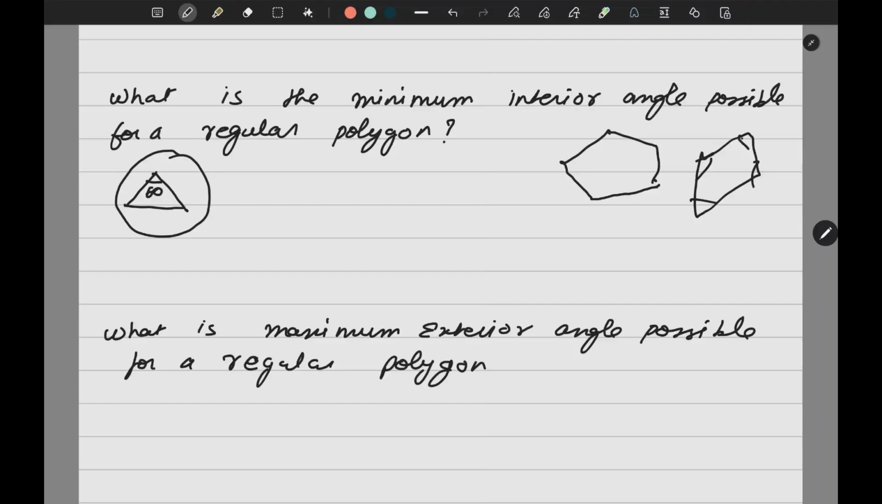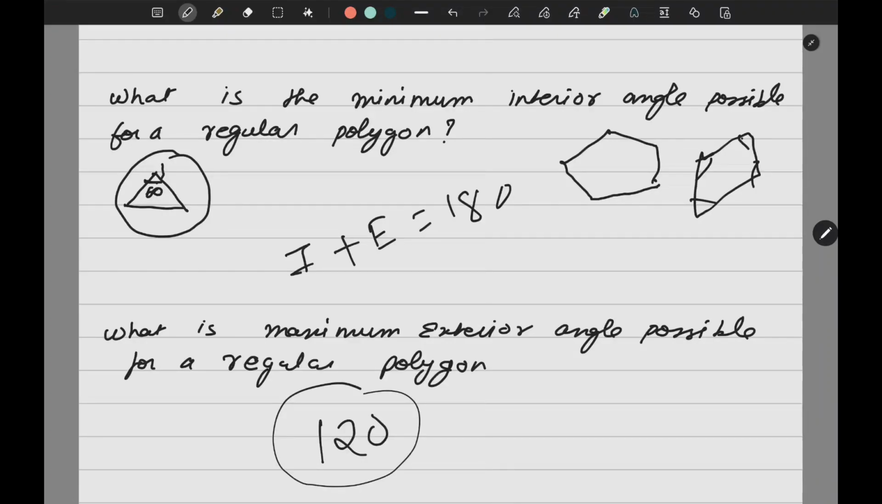Now what is the maximum exterior angle possible? Obviously, again the same thing as I said, if I decrease the number of sides, exterior angle increases and the interior angle decreases. So if the interior angle is 60, what is the exterior angle? 120, because I know that the sum of interior angle plus exterior angle is always 180. So my answer here will be 120. Correct? Again, I suggest you pause the video when you read the question, do it yourself and just check the answer.